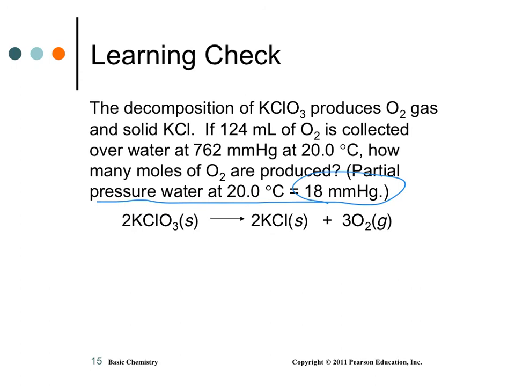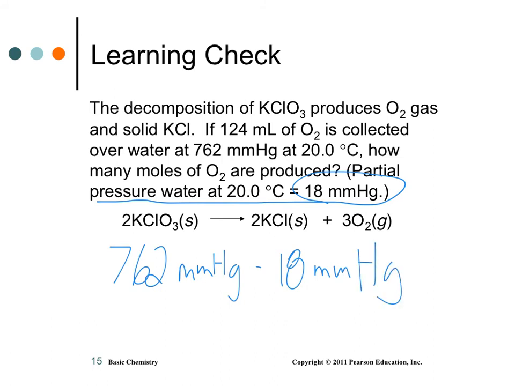So why don't we just do this first and get it out of the way? 762 minus 18 millimeters of mercury. We have to do that first before we do anything, right? Doesn't that make sense? So we get 744, and that's going to be our P value.